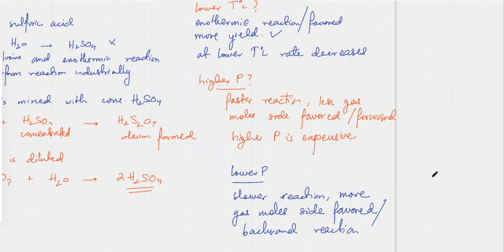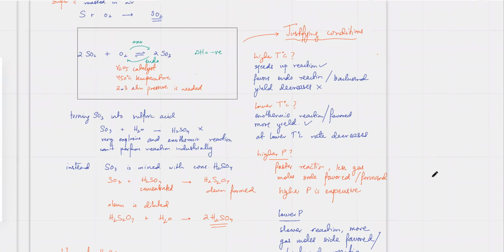Okay, so remember, you have to remember everything about the contact process and the Haber process. And you need to justify the conditions using two things. One is rate and the other one is equilibrium. Okay, any questions about this? Is this clear?